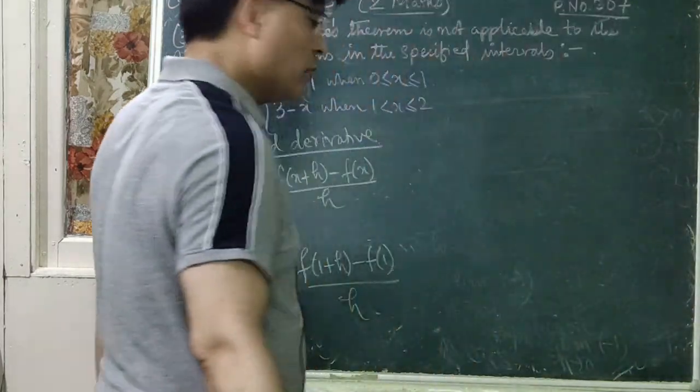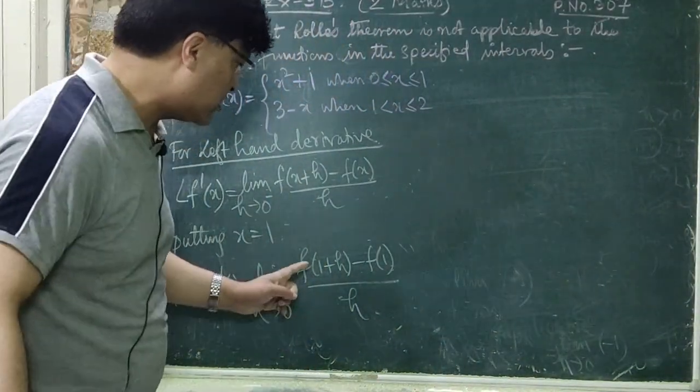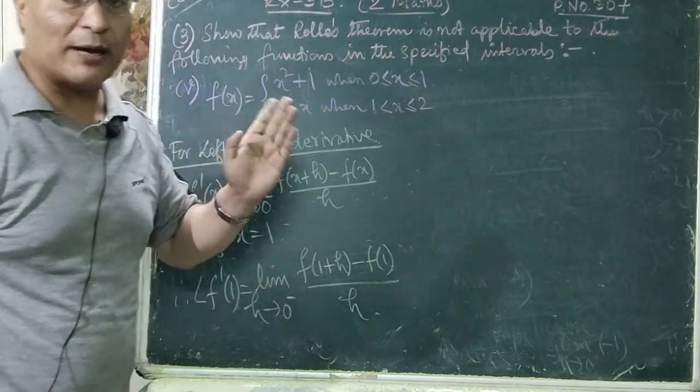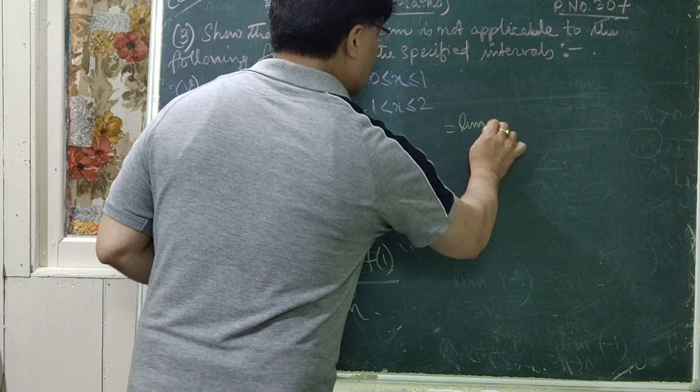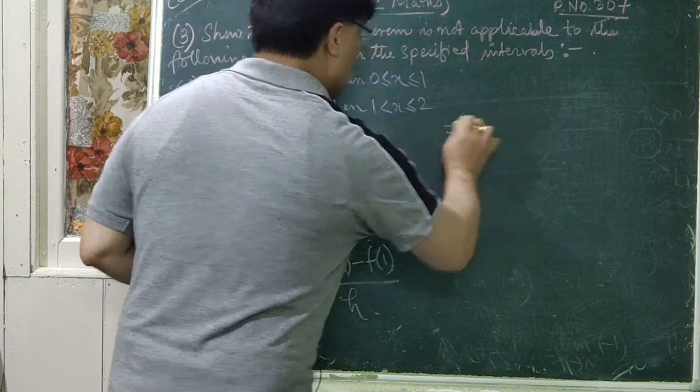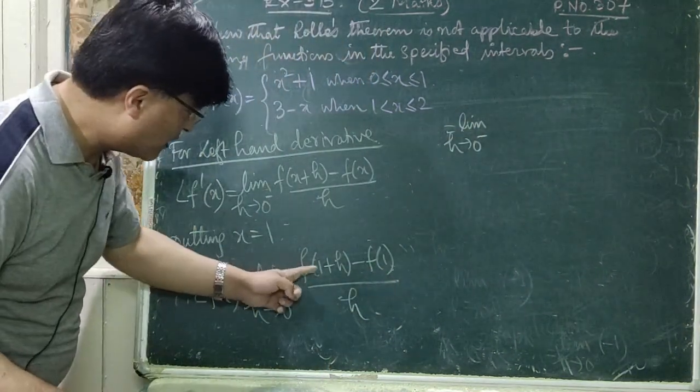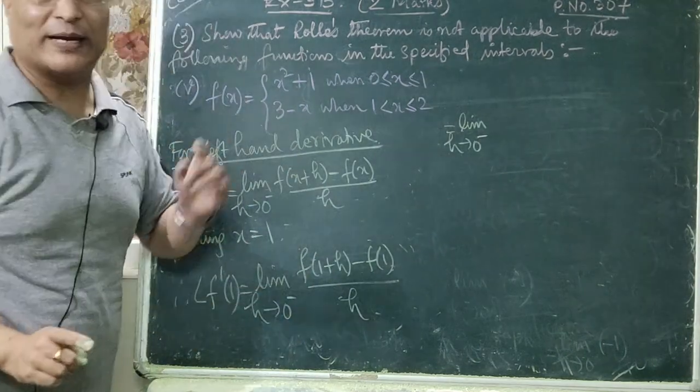So now when h tends to 0 minus, what is the value for f of 1 plus h? So let us write limit h tends to 0 minus here. So now what is the value for f of 1 plus h when h tends to 0 minus?